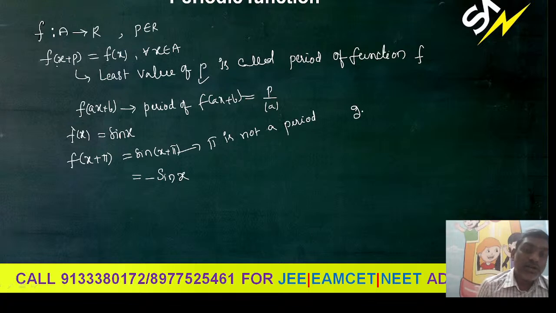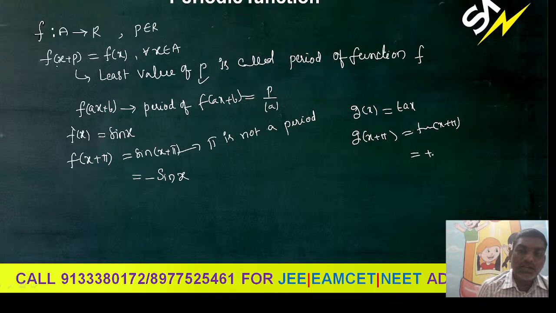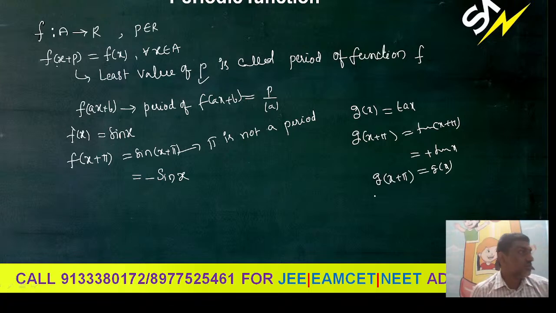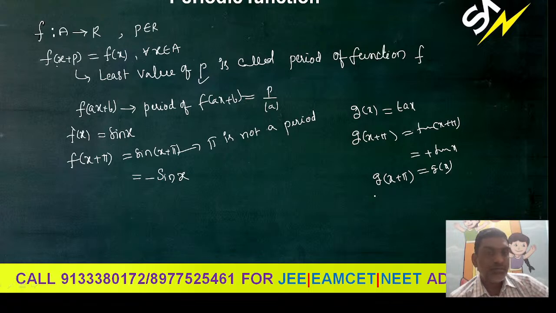Suppose we take another function g of x is equal to tan x. Then g of x plus pi is tan of x plus pi, 180 plus theta, third quadrant. In the third quadrant tan is positive, so we get tan x. That means g of x plus pi is equal to g of x. Then we can call this function g a periodic function, where pi is the period. Understood?